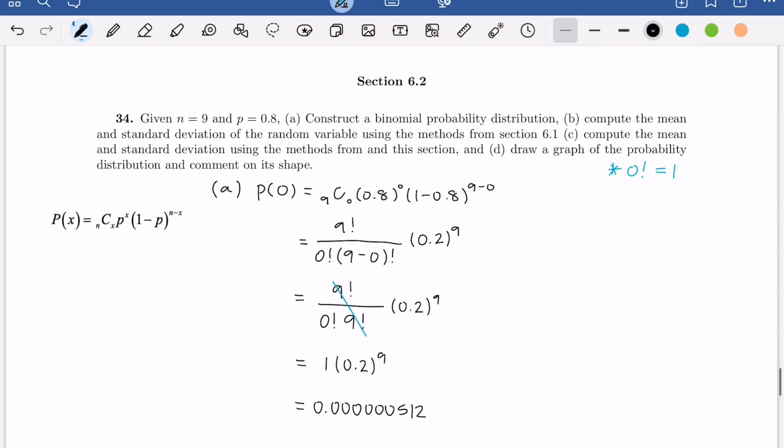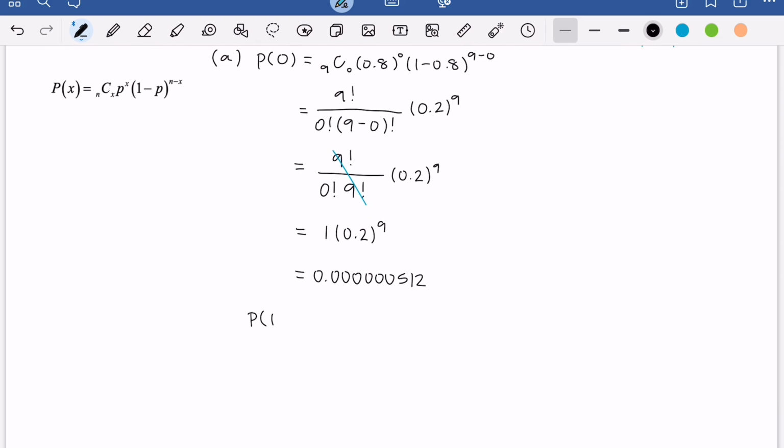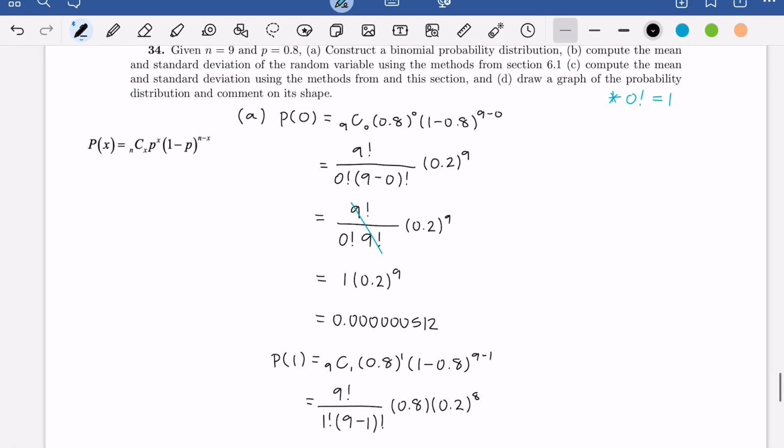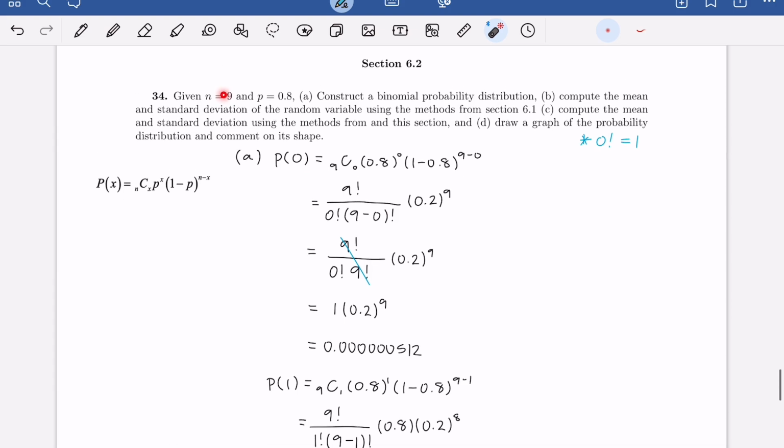Our next one is given by x is equal to 1. We're going to plug directly into this formula. We again have 9 factorial in the numerator, then 1 factorial times 9 minus 1 factorial. Then we have 0.8 raised to the first power, which is just 0.8, and then 0.2 raised to the 8th power. Repeating this process for x is equal to 0 all the way up to x is equal to 9, we can create our binomial probability distribution.